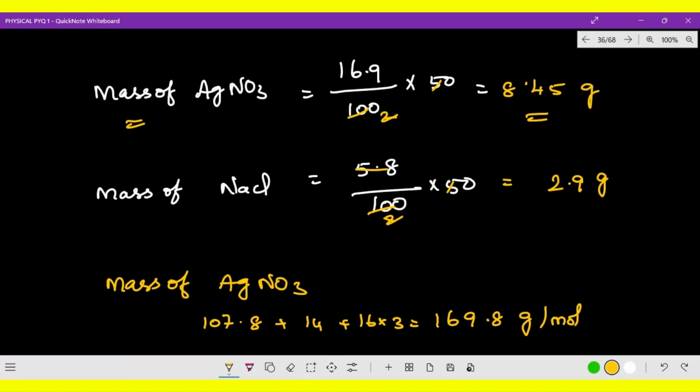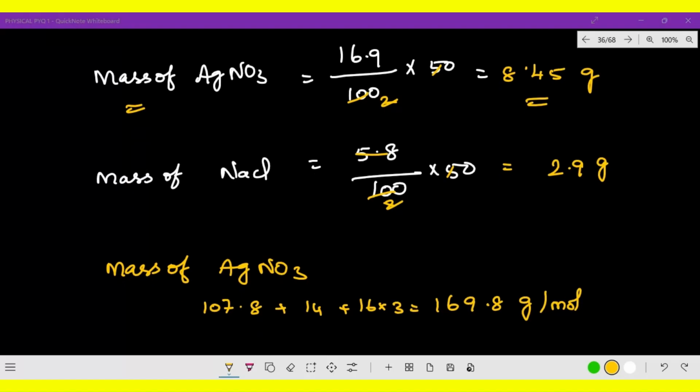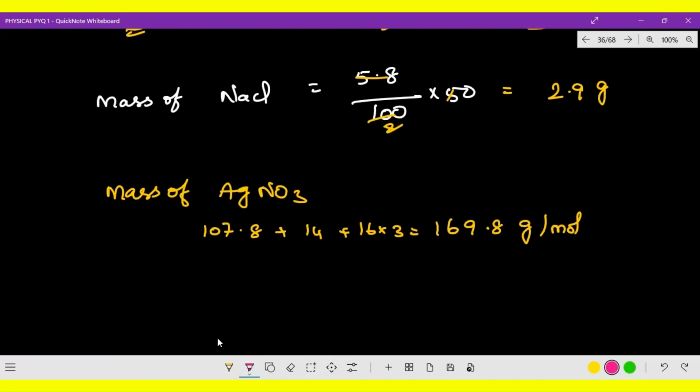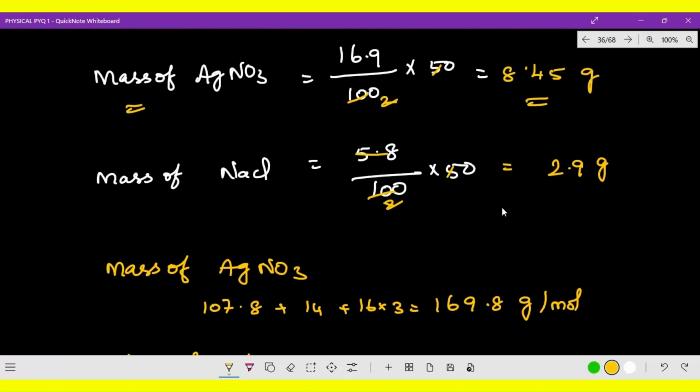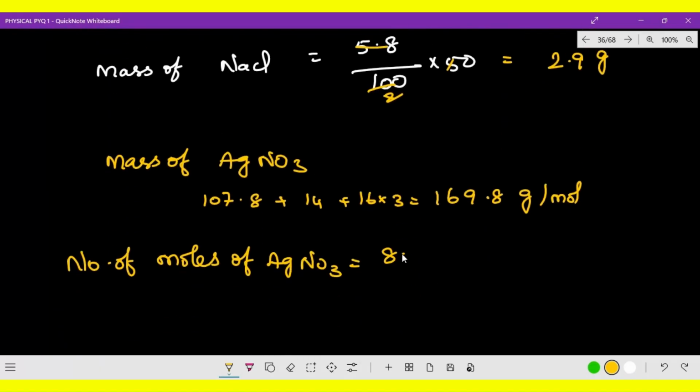Right? Okay, come on. Mass we have found, so now the number of moles we have to identify. Number of moles of AgNO3: the given mass we just found is 8.45, divided by the molecular mass, 169.8 gram per mole. So you will be getting 0.04976 mole, right? And in the same way, the number of moles of sodium chloride.